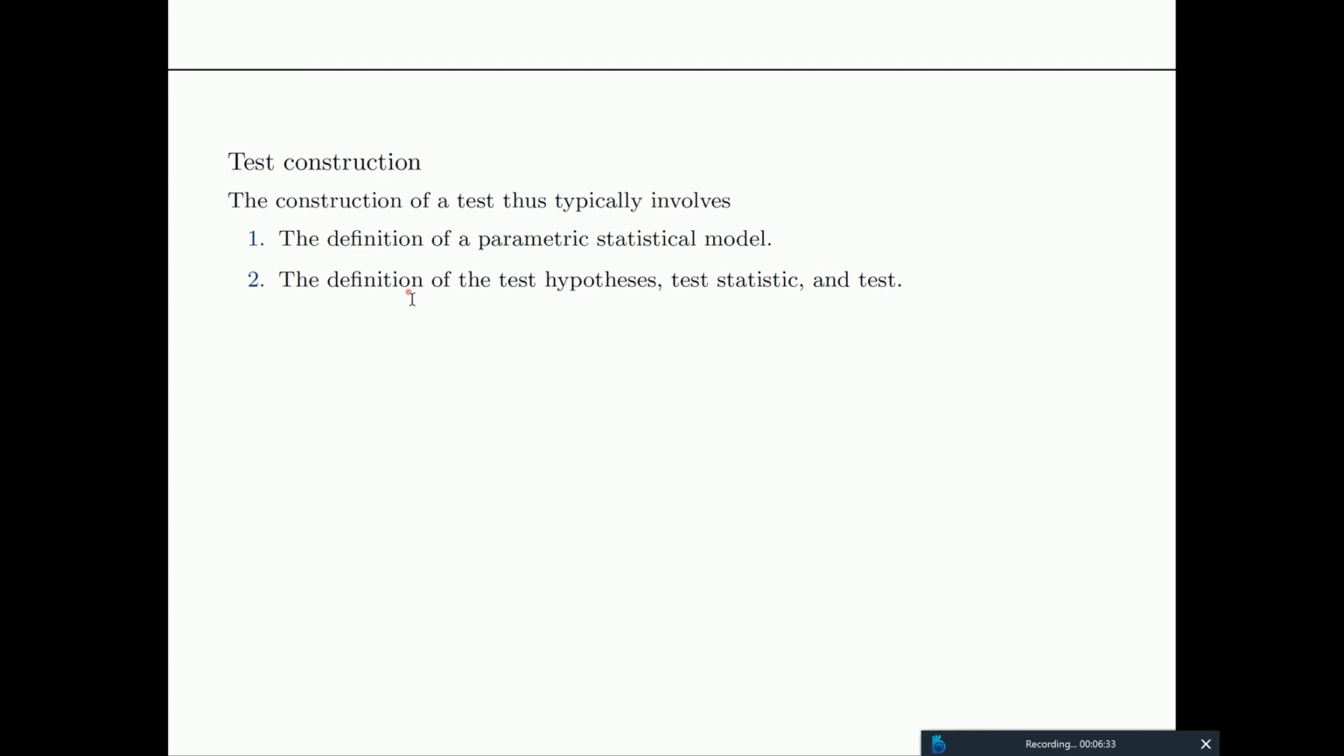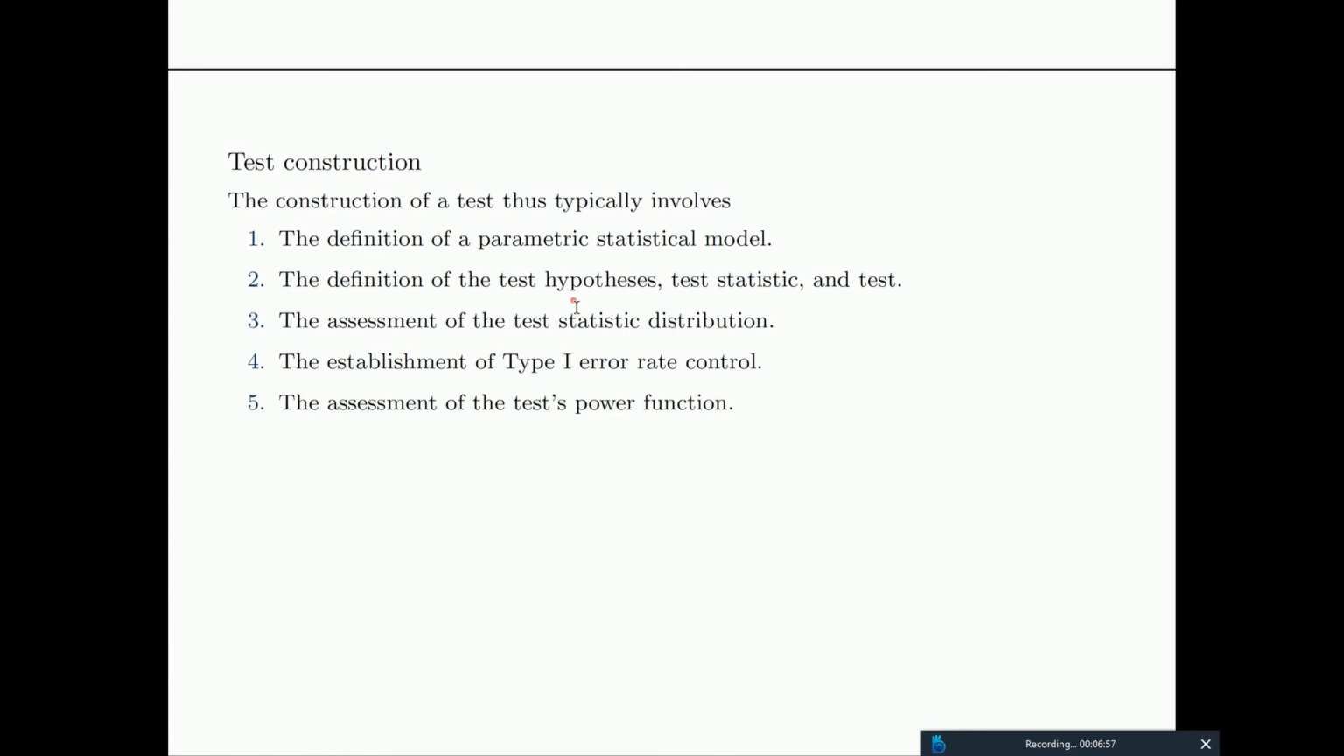You have to start somewhere. And then you define the test hypothesis, the test statistic, and the test itself, again according to what these things are based on our general theory. Then you consider the test statistic distribution. And then, based on the test statistic distribution, establish some form of type 1 error rate control. And once you've done that, you look at the test power function. And what I wanted to do today was to do all 5 steps for T and Wald tests.